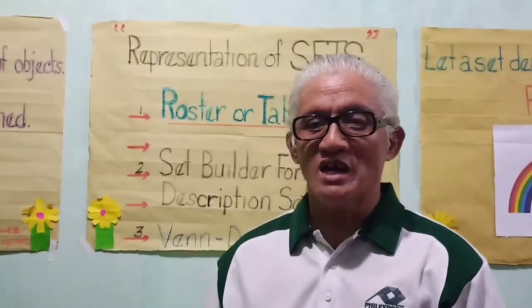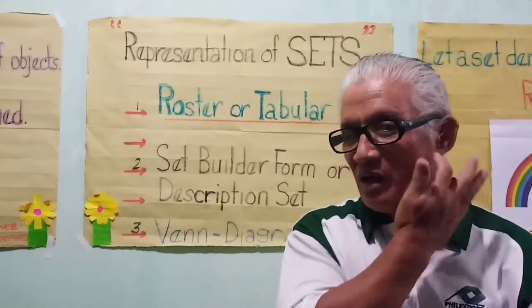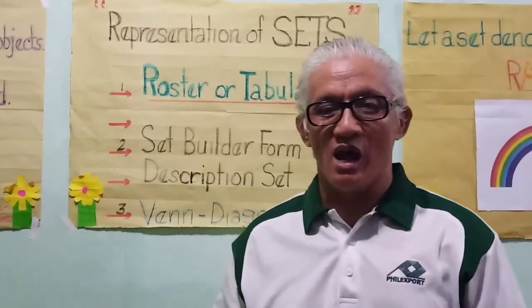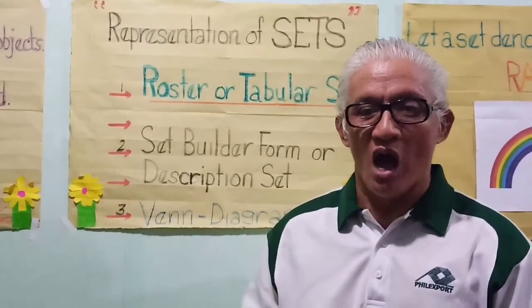Class, let's have an activity about what is a set. Write your answers in your activity notebook for the following questions. Number 1. What are the vowels of the English alphabet? And number 2, why do you consider all the vowels of the English alphabet as a set? You have 1 minute to answer. I'll go around to check how you are doing.